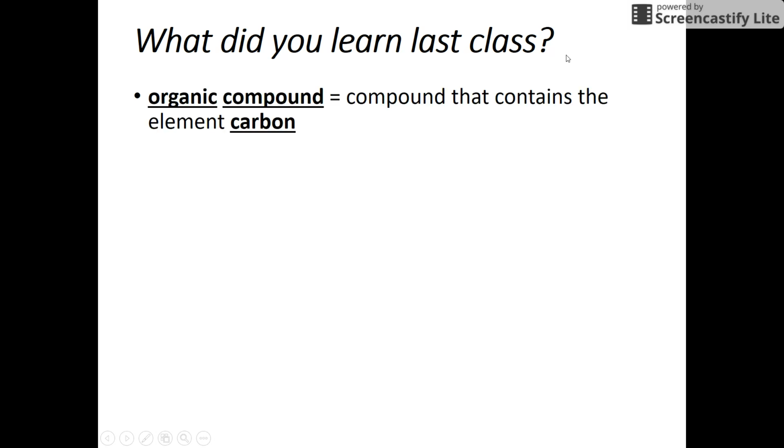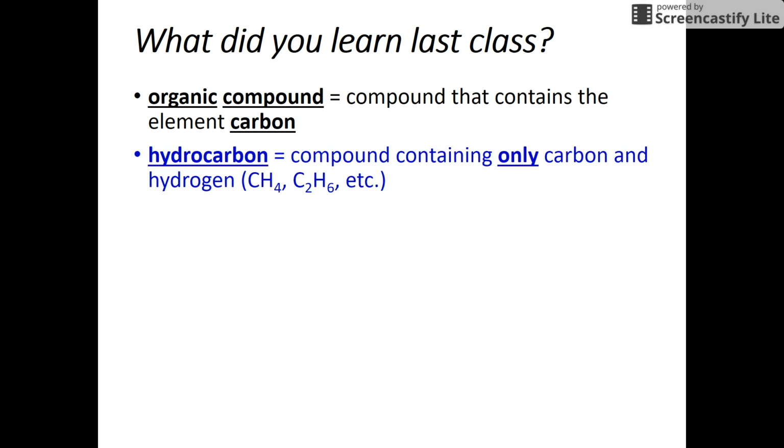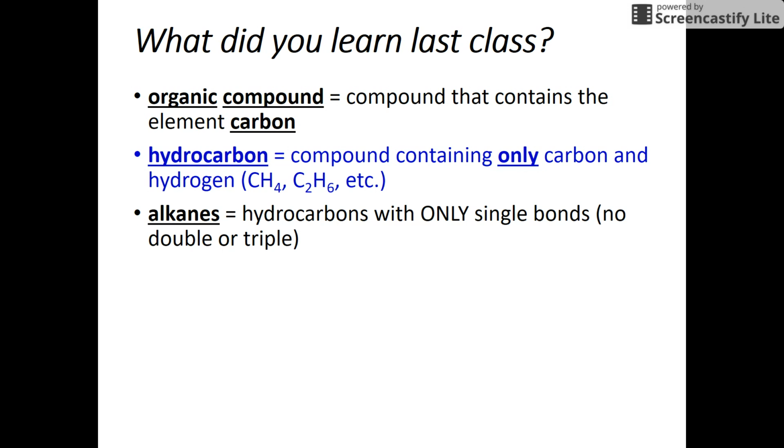You learned about organic compounds that contain carbon. You learned about hydrocarbons, compounds that contain only carbon and hydrogen, like CH4, C2H6, etc. You learned the term alkanes. These are hydrocarbons with only single bonds. They don't have any double bonds, they don't have any triple bonds. We'll learn about double and triple bonded hydrocarbons very soon.